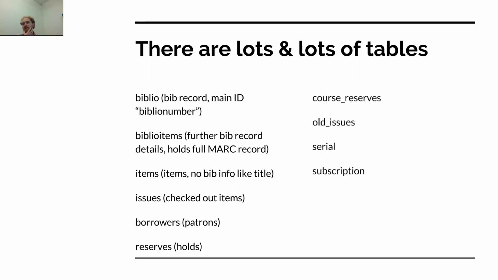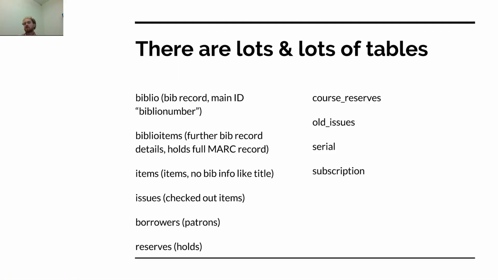A few other ones that are useful: course reserves has its own set of tables. There's a table for courses, there's a table for instructors. Old issues is previous checkouts, historical checkouts that used to happen. Historical in Koha, so things that happened in Millennium won't be in the old issues table, but that does exist. It's pretty useful.